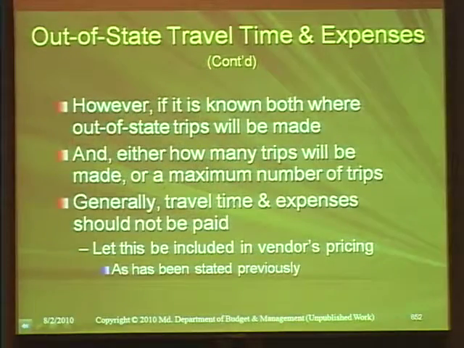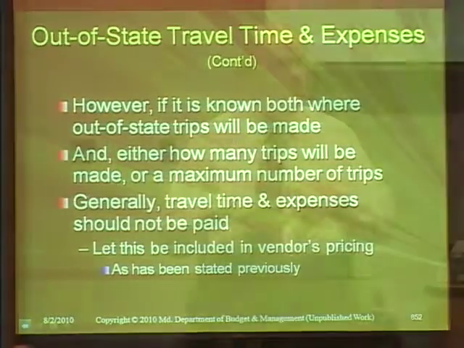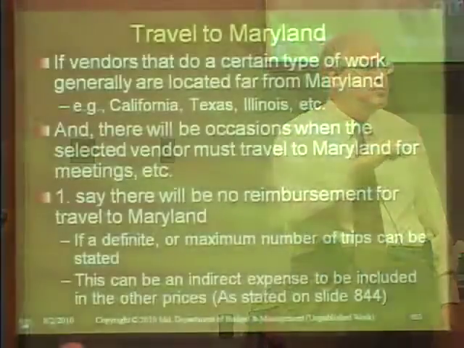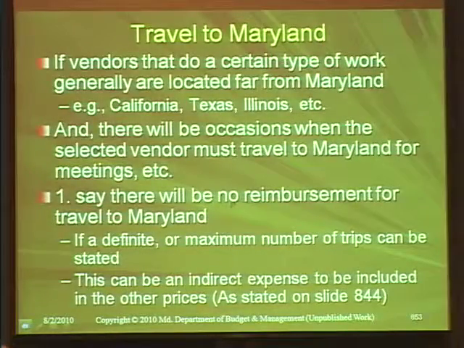All right, now we start getting into some other things. If it is known both where out-of-state trips will be made and how many, or a maximum, then you don't pay the time, the travel expenses, etc. You have them either included in overhead or included as a separate billing price. And we do this in the pricing class. We show all this. And this is one in particular that we have in the pricing class.